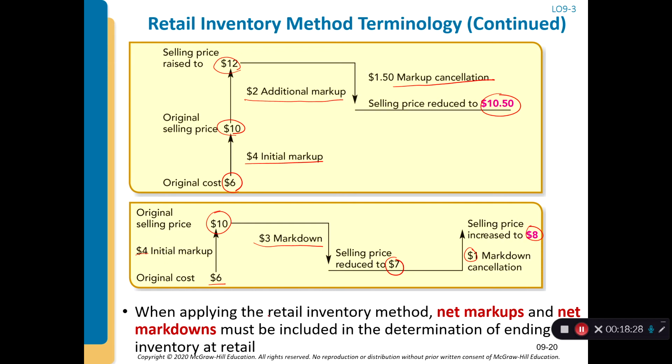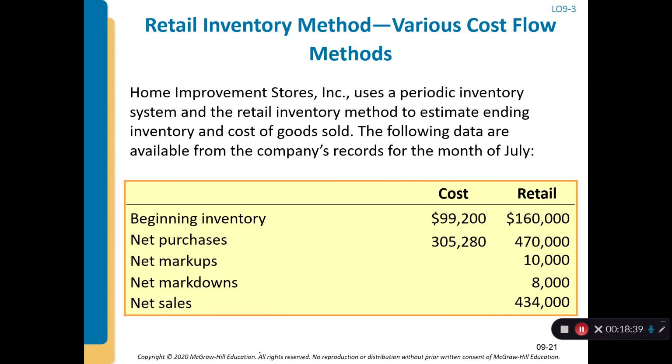When applying the retail inventory method, the net markup and the net markdown must be included in the determination of ending inventory at retail. For example, the Home Improvement Inc.